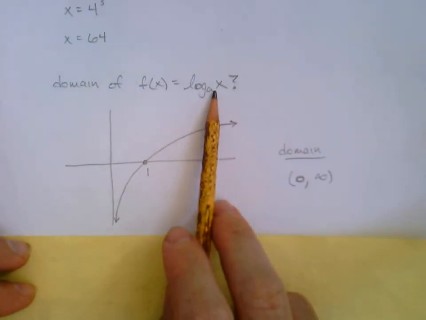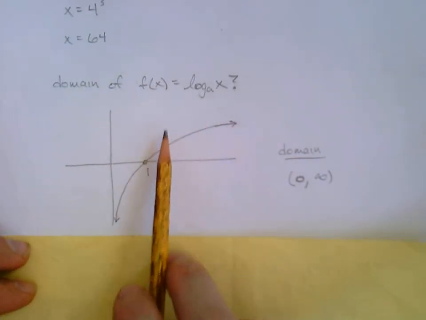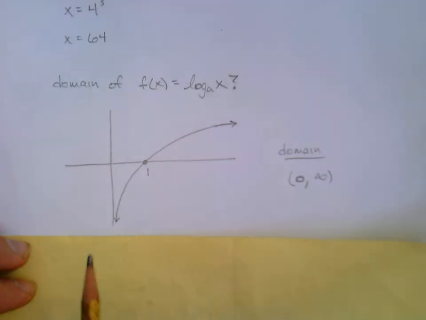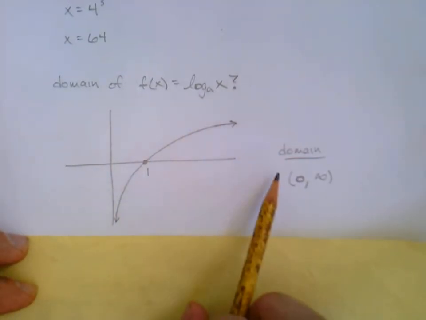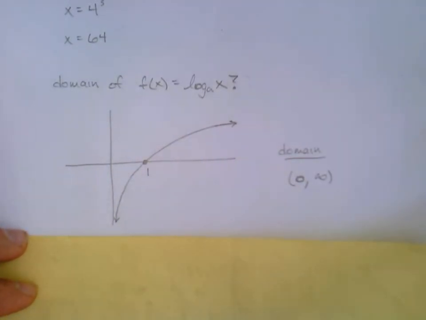Of course, you can shift a log up or down or to the left or whatever. You could take a reflection, or a mirror image this way, but the domain of just the regular old log is 0 to infinity.